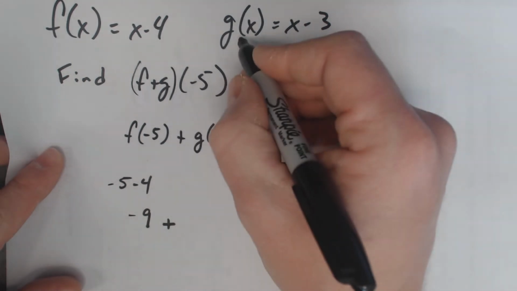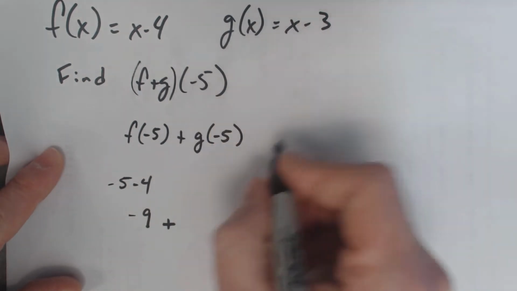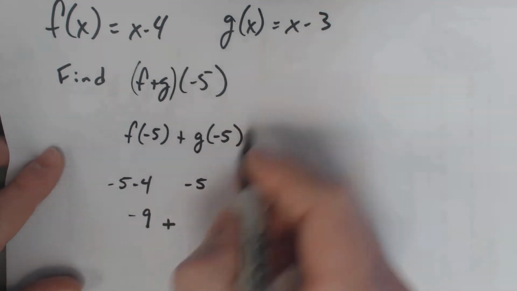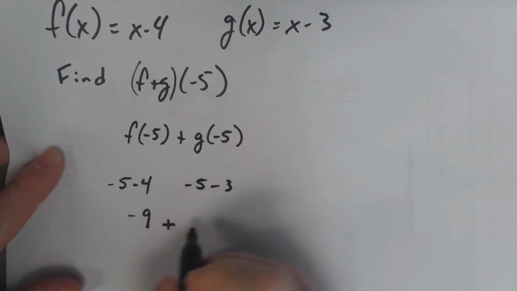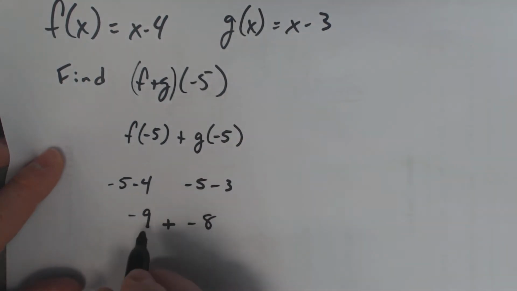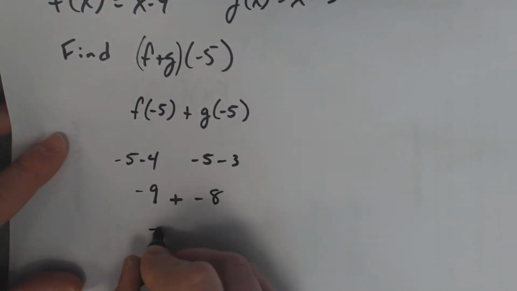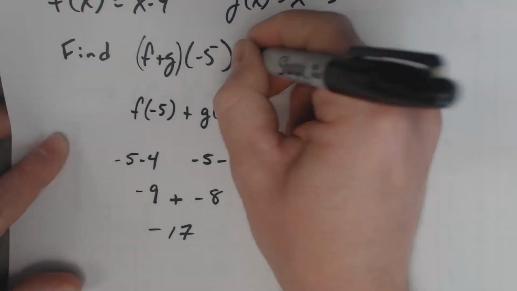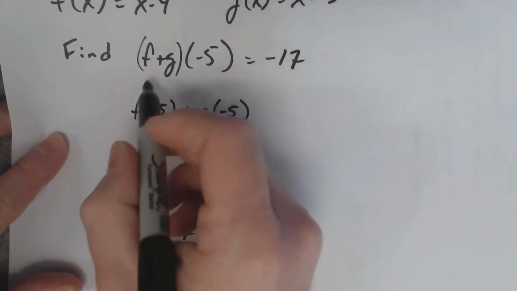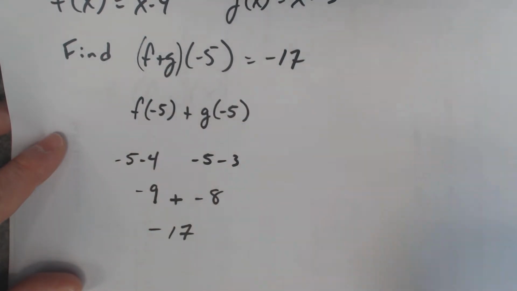So come over to g. Everywhere there's an x, you put a -5. -5 minus 3 is -8. -9 plus -8 is -17. So f plus g of -5 is equal to -17.